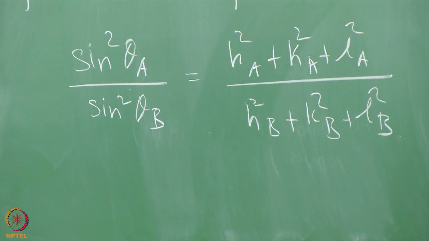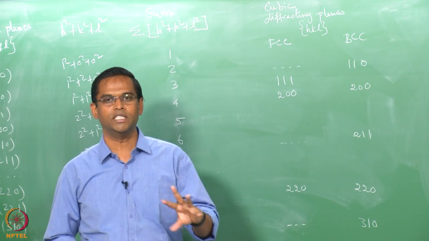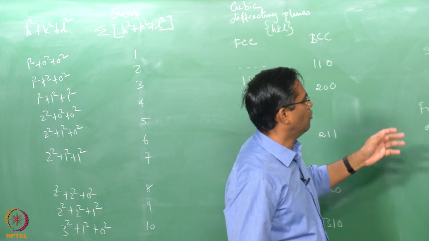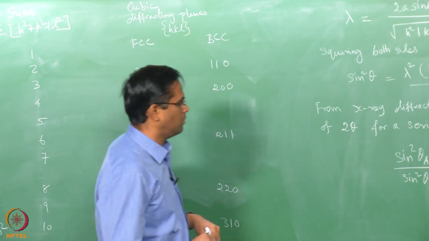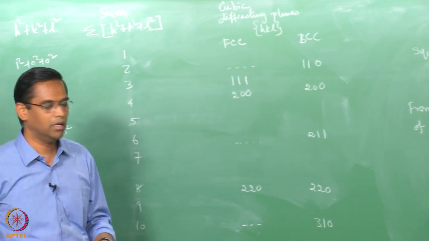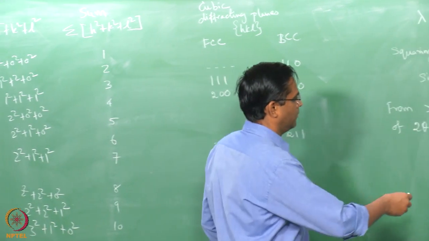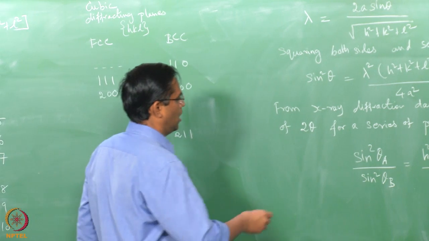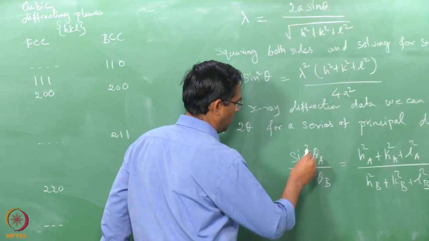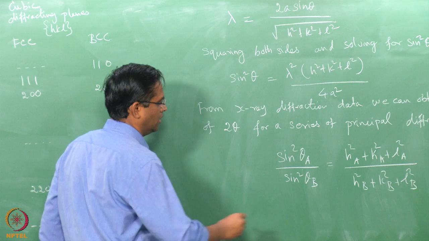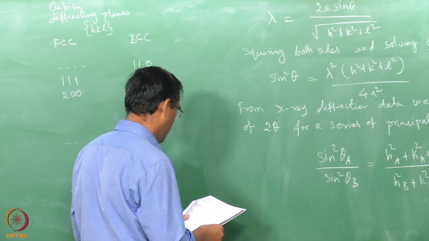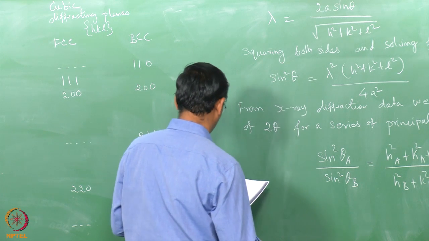Suppose you have a sample which you think has both FCC and BCC as a mixture. To interpret the data coming from such a sample, we can try to use this kind of relation, assuming that one is coming from A and the other is coming from B. So, the ratio of these two intensities will be written like this.